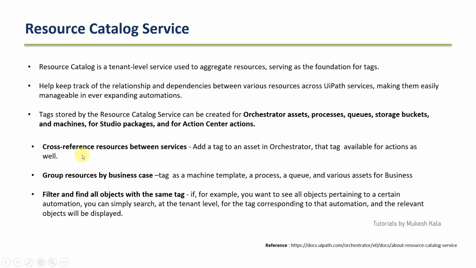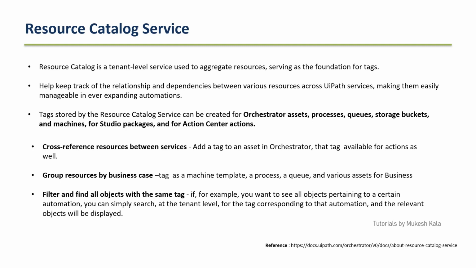The first thing is cross-reference resources between services. You can add a tag to an asset, and that tag would be available for the actions as well. It's not like I have created a tag for assets, and when I'm going to tag the queues or the processes, I have to recreate the tags, right? It is the cross reference resources. The same tags would be applicable to all of these things which are highlighted on the screen, right? So if you have created some tag for processes, that can be again utilized for assets as well.